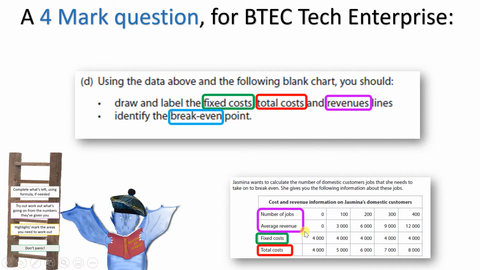Now these need to be done together because this is a calculation. Whether you've got average revenue or just revenue, it doesn't matter. You need the number of jobs, the number of sales, and you need the revenue because you've got to calculate those figures in order to draw the line, and we'll come on to that in a minute.